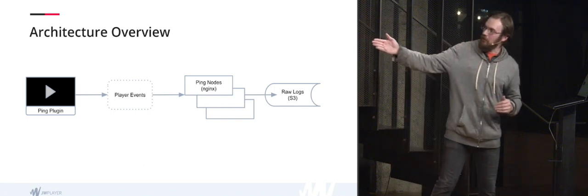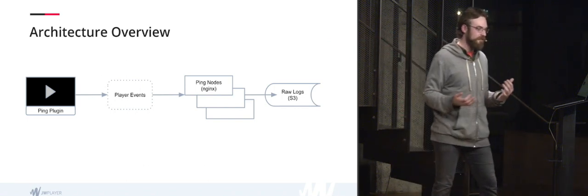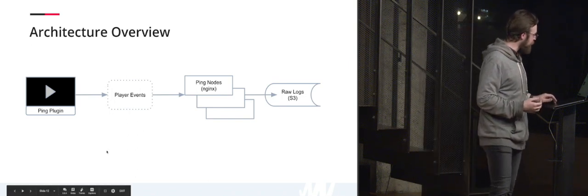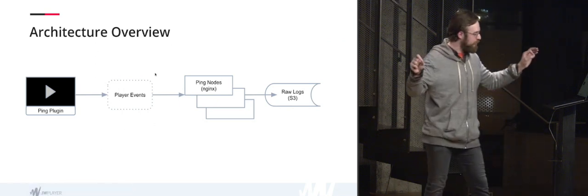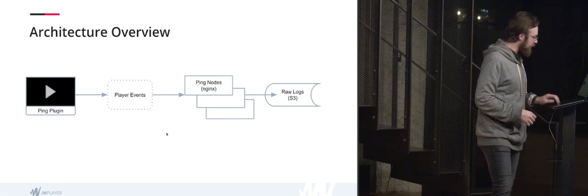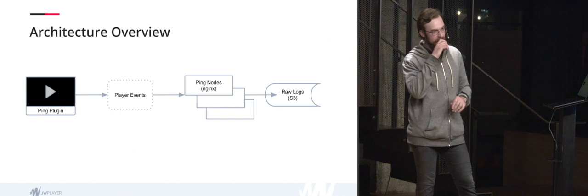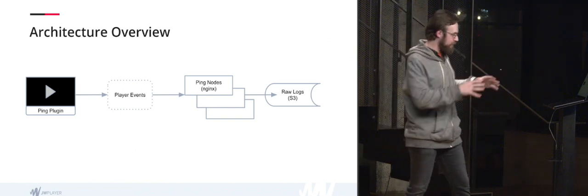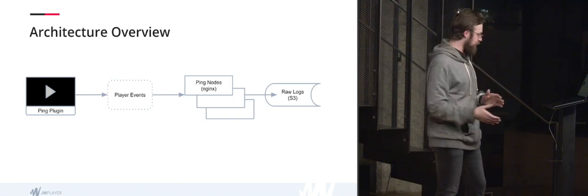So a little architecture overview here, just to summarize what we've talked about thus far. We've got the Ping plugin here on the left inside of the player, sending player events, those query string parameters. We've got this auto-scaling Agent Smith ping node group, and then we've got raw logs on the S3 side. S3 is a data store on AWS that allows us to collect all of this information into one place and then pick it up and process it from there.